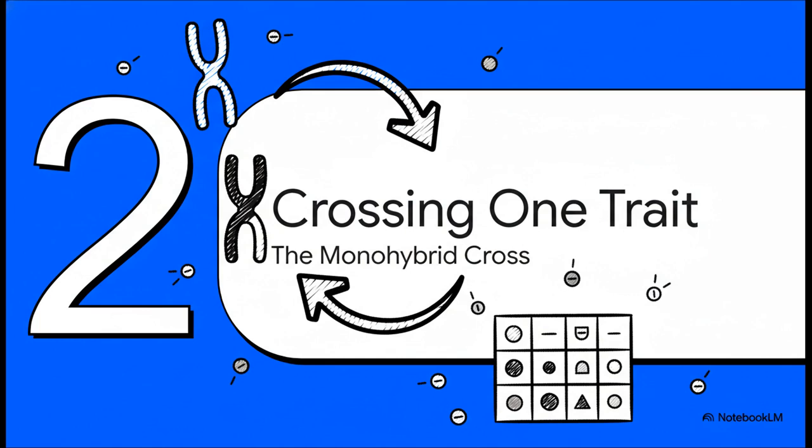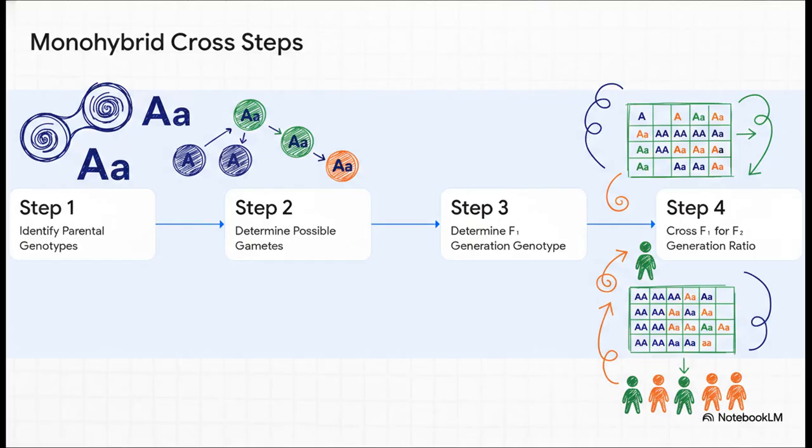All right, we've got the lingo down. So now we can actually do our first genetic cross. This is called a monohybrid cross, and it's where we track the inheritance of just one single trait. This is our foundational skill. And you know what? There's a simple 4-step process for this every single time.